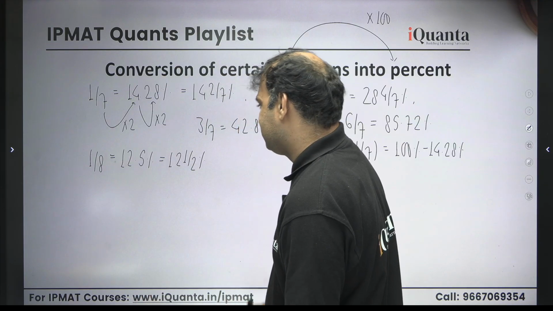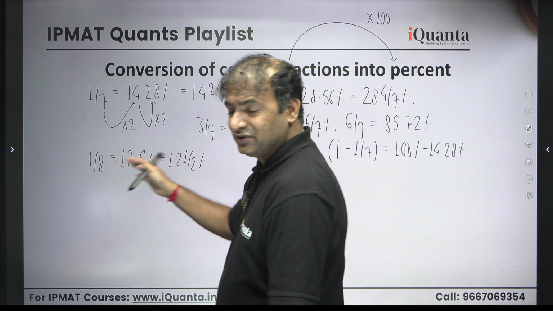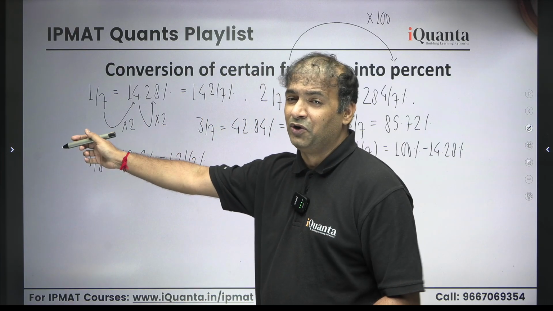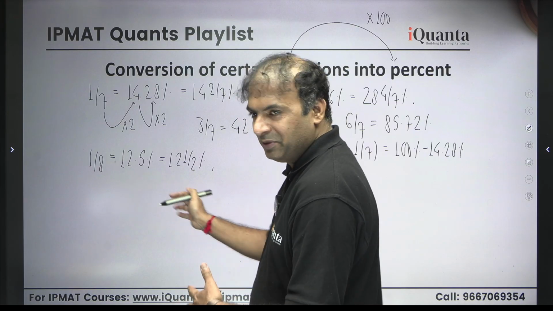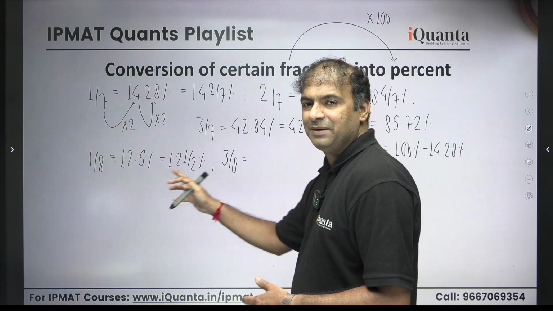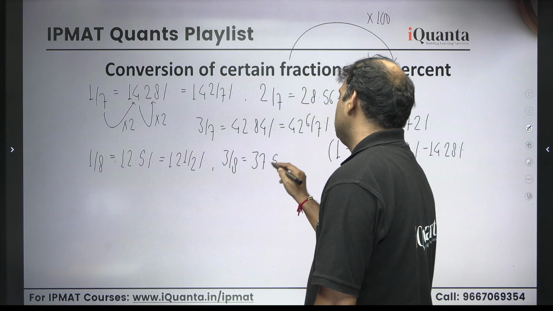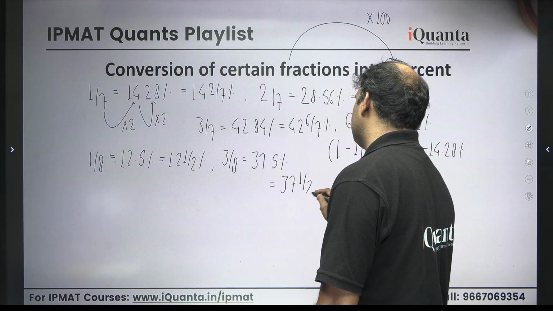Okay, simple things. Now, if we do some multiples of them, 1 by 8 into 2 is 2 by 8, which is again 1 by 4, which is 25%. We already have done this, right? If you write the triple multiple of this, third multiple of this, which should be 3 by 8. Now, the right hand side should also be multiplied by 3. So 12.5 into 3 has to be 37.5, which we can also write as 37 and a half percentages, right?